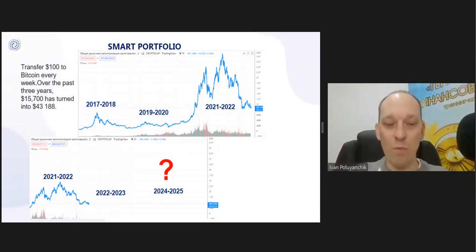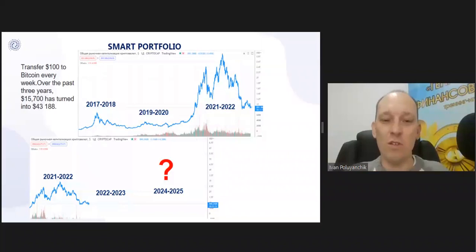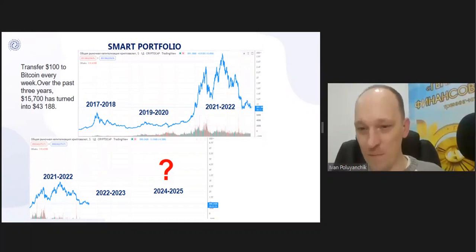And look, if over the last 3 years, you would buy Bitcoin by investing $100 every week, you would invest 15,700, then today you would have 43,188 in Bitcoin, but the smart portfolio would generate much more. So it would be about 60,000, 70,000 US dollars in earning.